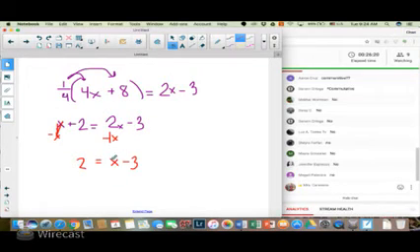Now in this scenario, x is here. We're subtracting 3 to get x alone. We would add 3. So x equals 5.